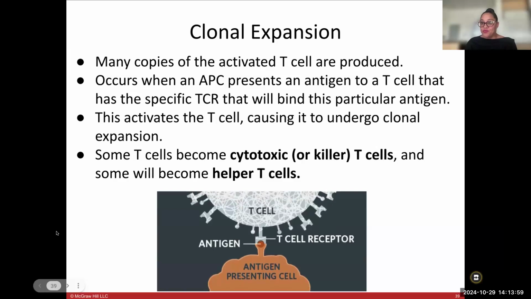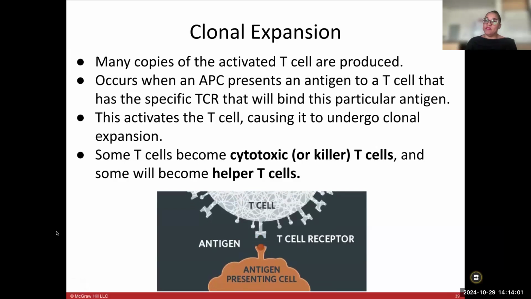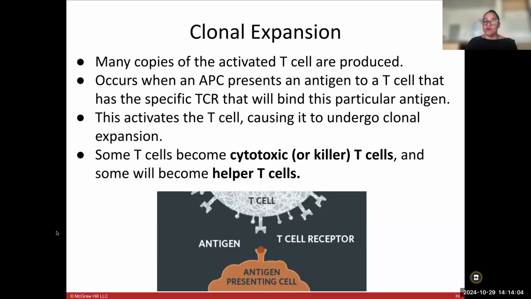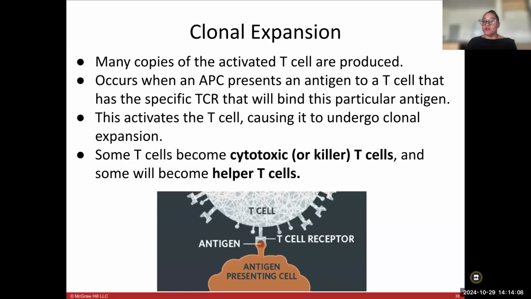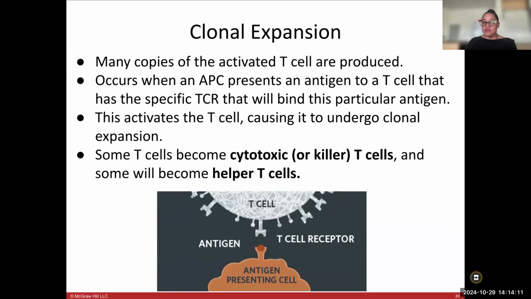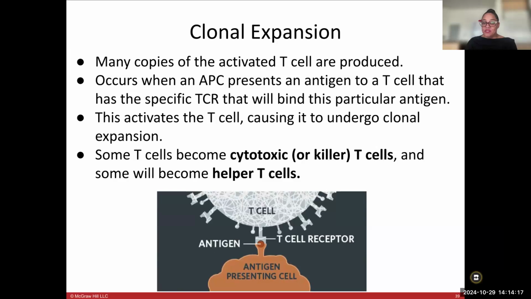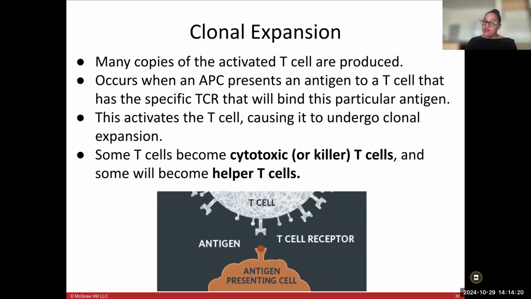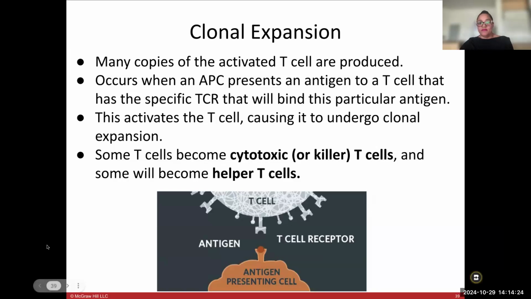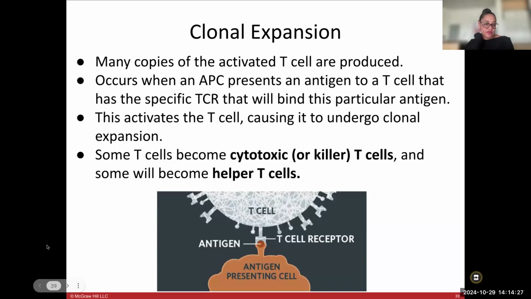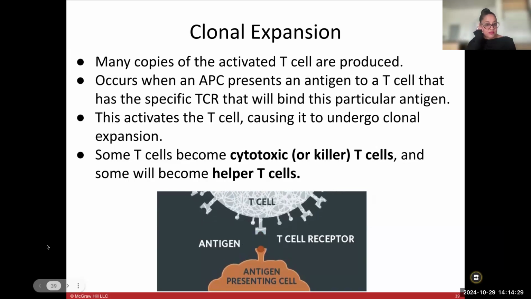And then T cells also go through clonal expansion. Many copies of the activated T cell are produced. It occurs when the APC presents the antigen to the T cell that has the specific T cell receptor that will bind to the particular antigen. This activates the T cell, causing it to undergo clonal expansion. Some T cells will become cytotoxic or killer T cells, and others will become helper T cells. And hopefully you can see in the GIF down there, you have the antigen from the APC connects with that T cell receptor, or TCR.